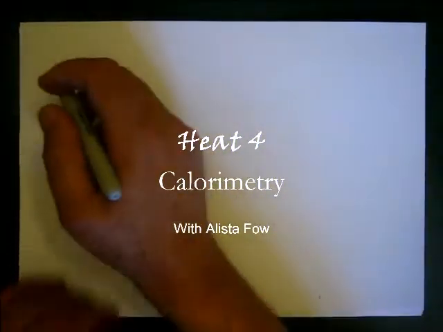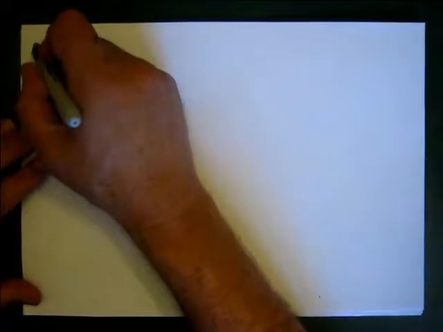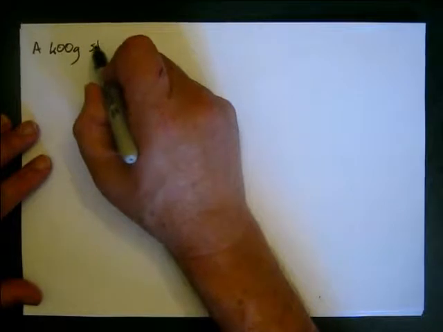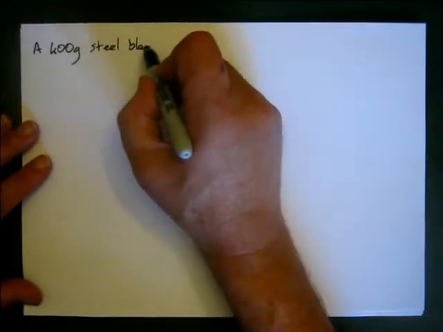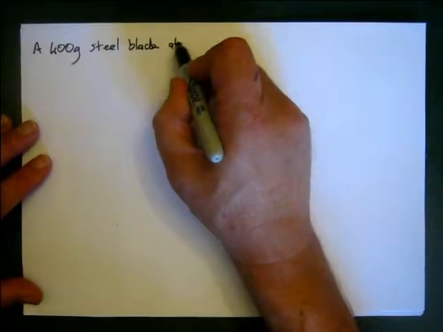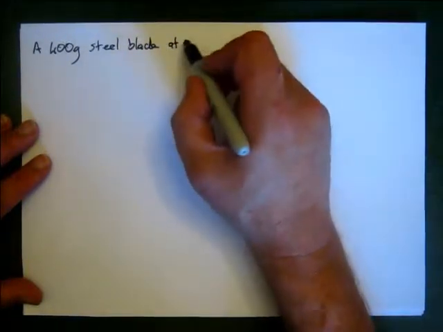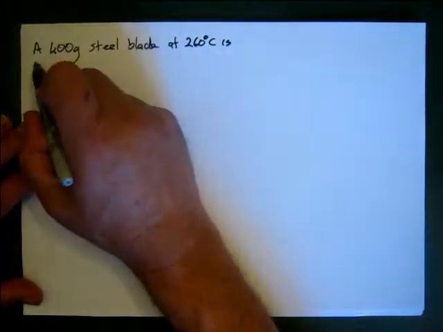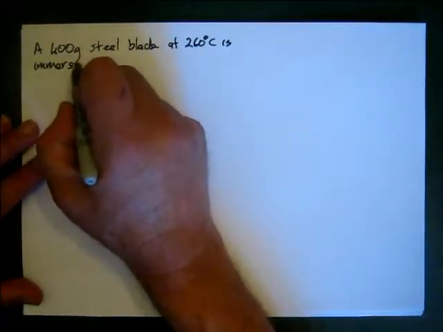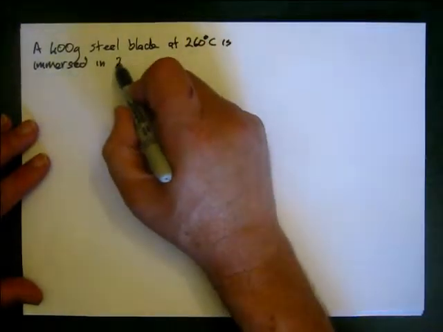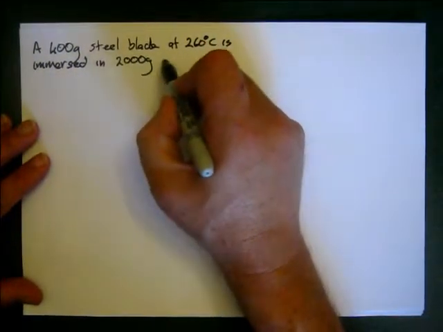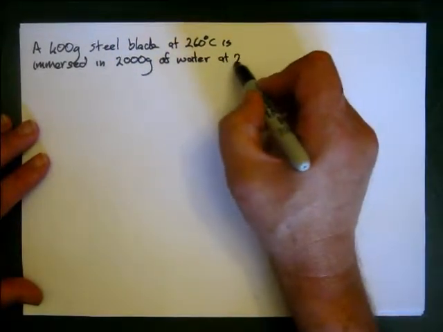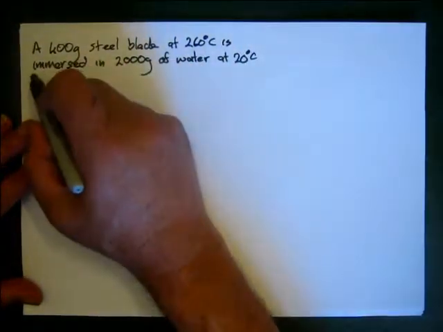Okay, let's do a couple of calorimetry problems. Let's try a 400 gram steel blade, so we're working on steel, at, let's say we're tempering it, so the temperature is 260 degrees C, is immersed or quenched in 2000 grams of water at 20 degrees C. What is the final temperature?